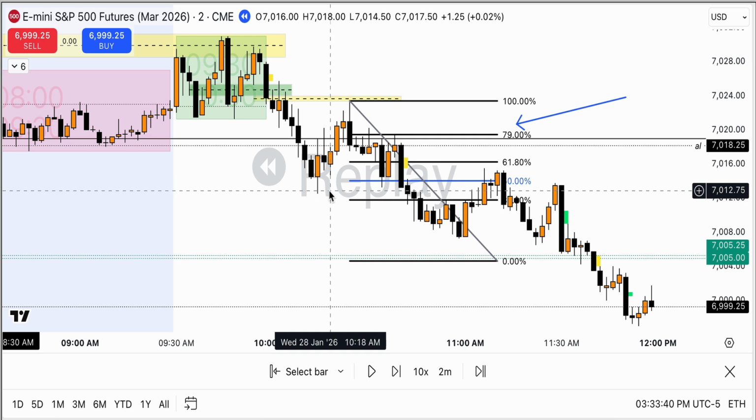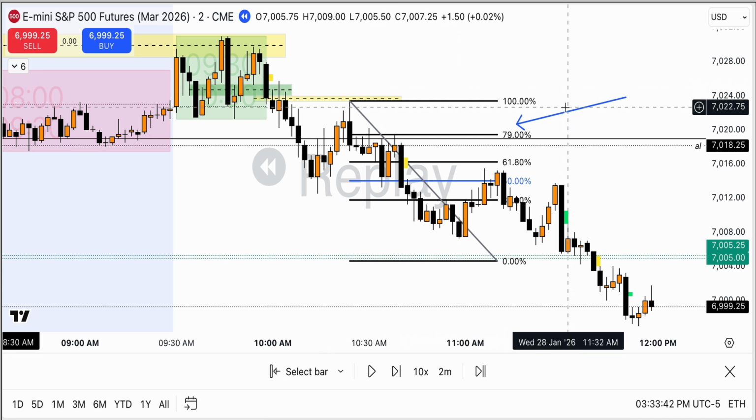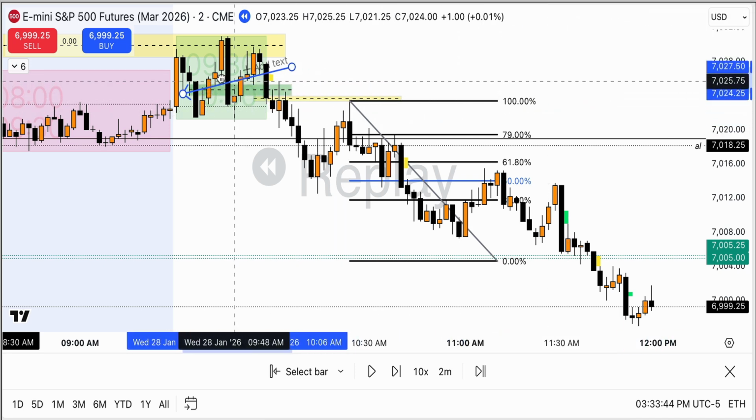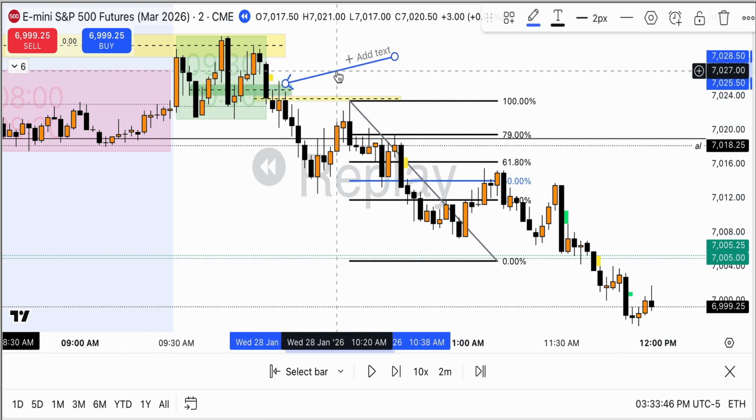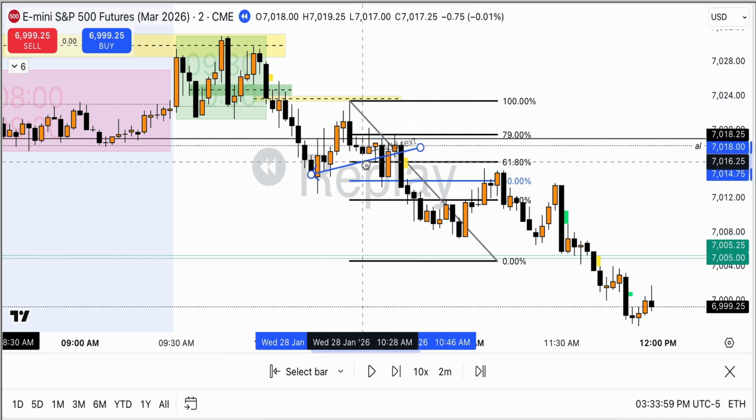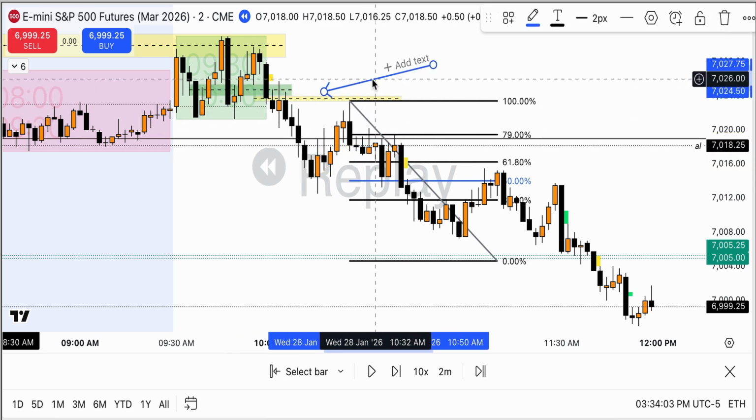In my case, I already have this noise that took up most, if not all, of my directional move time frame. So I'm looking at 45 minutes, and in 13 minutes, it just went sideways. So I don't know if this is a direction or just a breakout or a sweep. I have no idea because it didn't give me enough data to work with.